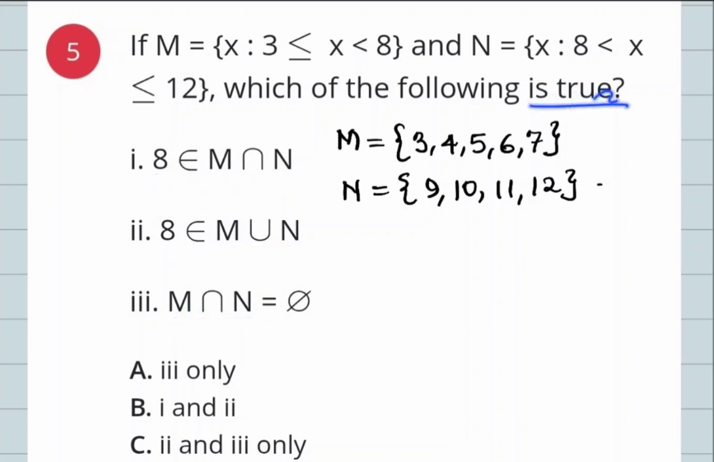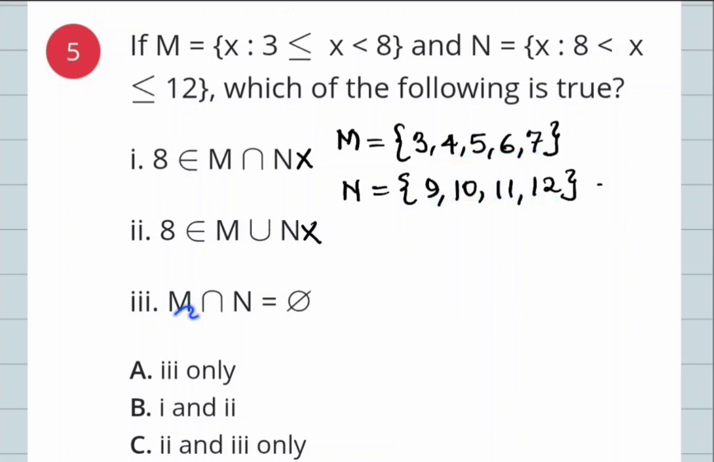Which one is true? The first option says 8 is an element of M intersection N. That is, the element that is common to M and N is 8. Let's check. 8 is not here. 8 is not here. This is not true. Second option, 8 belongs to M union N. In fact, 8 is not here. 8 is not here. So therefore, this is not true as well.